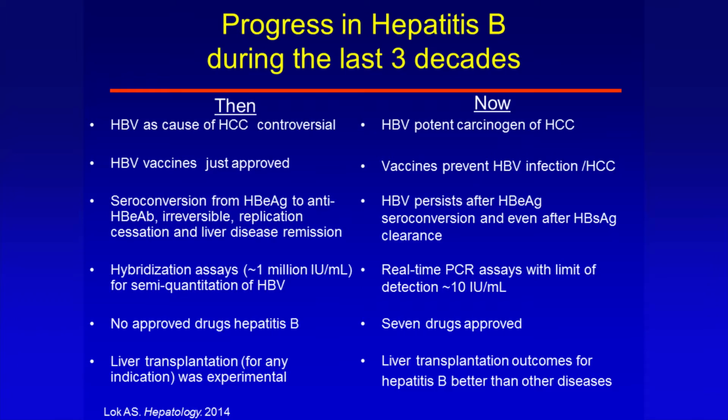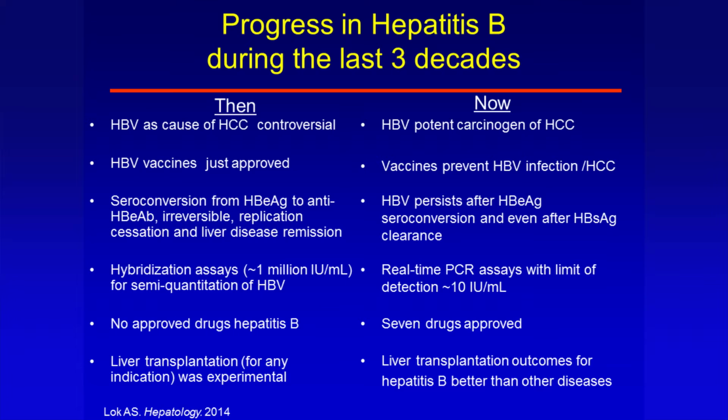We've had huge progress in viral hepatitis. This is from a beautiful article from Analog published in Hepatology last year, looking at the advances of 3 decades in hepatitis B. What we understand today is that hepatitis B is a human carcinogen, in the same context as cigarettes for lung cancer. Hepatitis B can cause liver cancer. We had no methods to really prevent hepatitis B 30 years ago. Today we have vaccines that work over 90% of the time.